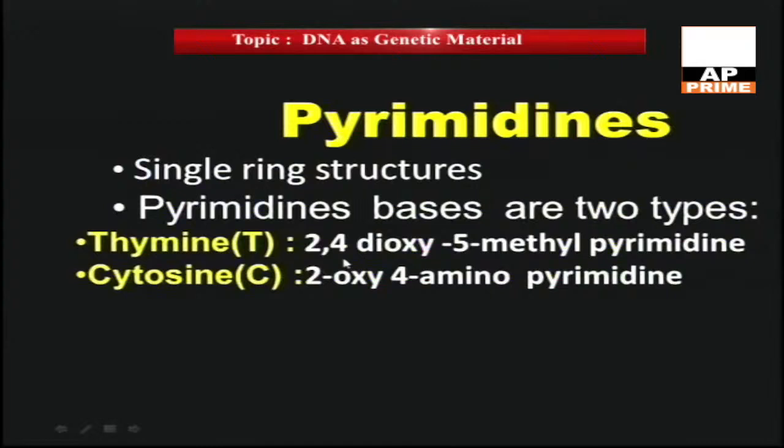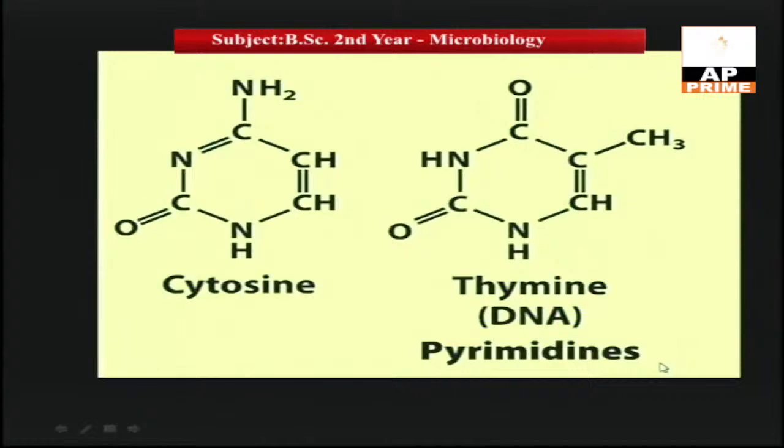Thymine is a 2,4-dioxy-5-methyl pyrimidine, whereas cytosine is a 2-oxy-4-amino pyrimidine. Here we have the structures of cytosine and thymine. They are read in clockwise direction and they are similar to a benzene ring except that it has nitrogen at positions 1 and 3.